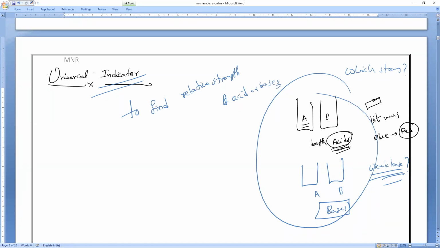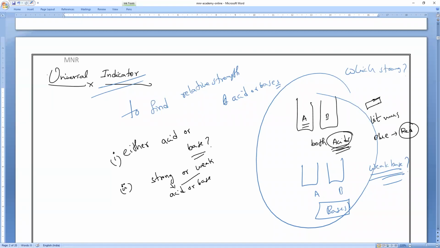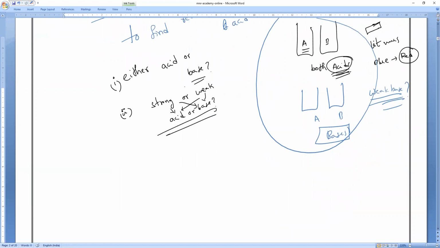So that is the advantage of universal indicator. Universal indicator has two purposes. What is your first purpose? Identify whether the given substance is acid or base. That is the first thing. Second thing, what is the second thing, Mithakshri? We can identify how strong it is, either strong or weak. Strong acid or weak acid, or strong base or weak base. Everything clear? Understand? That is why we prefer the universal indicator.